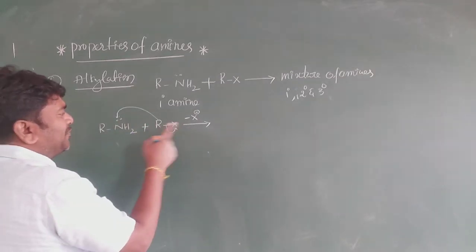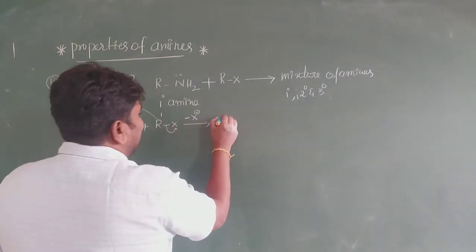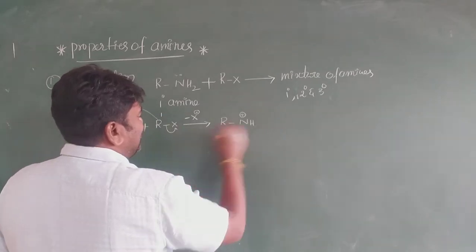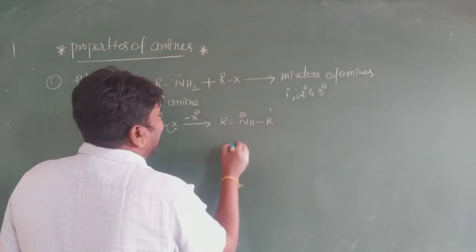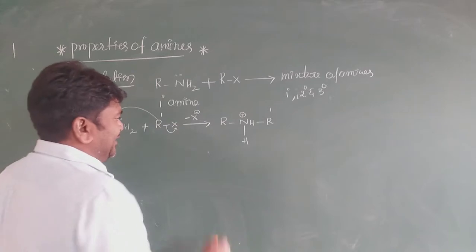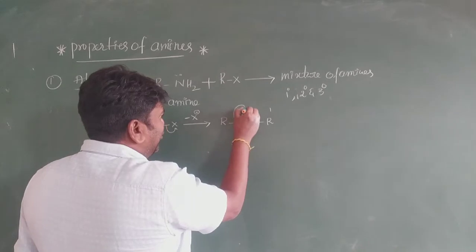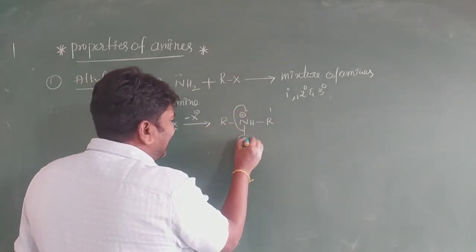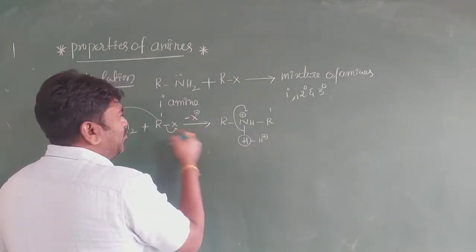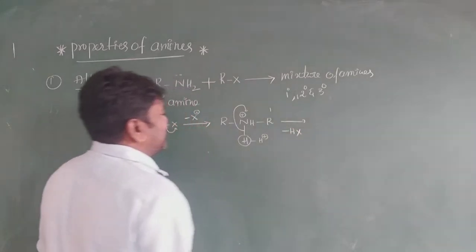For the sake of difference, you write R dash. Next, that is R, NH, plus, and R dash. I'll write this H down, NH2 is there, down like that. So these two electrons are shifting to nitrogen. It is eliminated as H plus. This H plus and X minus combine, that is minus HX.